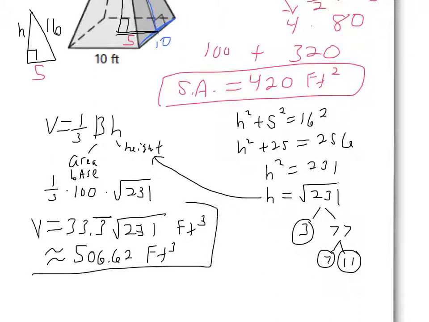This could be a case where I could see you only giving the approximate answer, just because this is kind of a complicated answer. 33 and 1/3, radical 231. I mean, ideally you'd give them both, just like I did here, but I probably would not take points off if you just gave me the approximate answer, as long as you showed your work and explained everything.